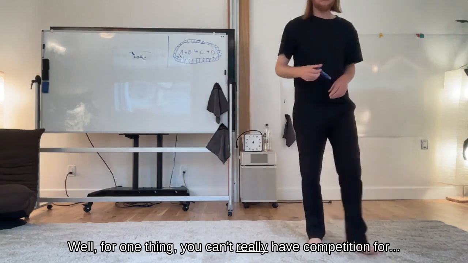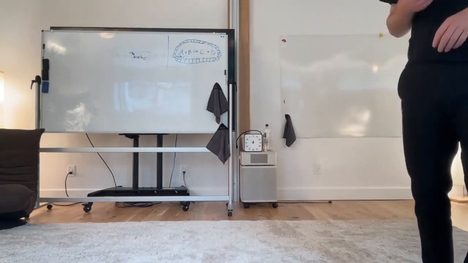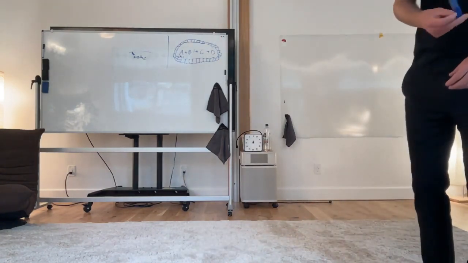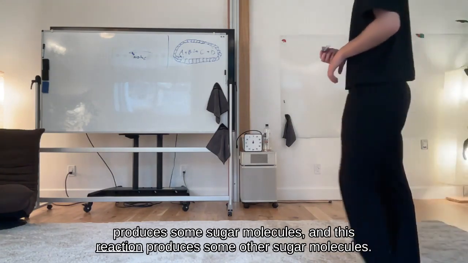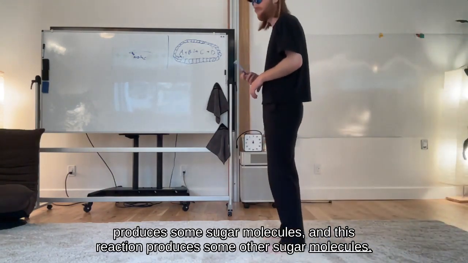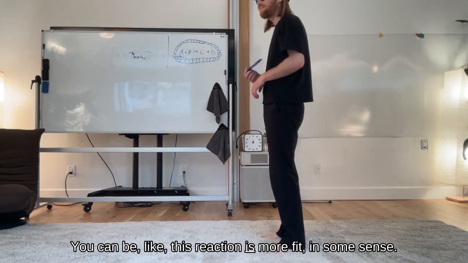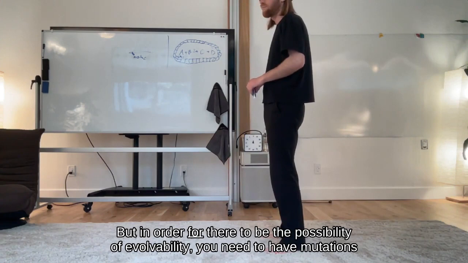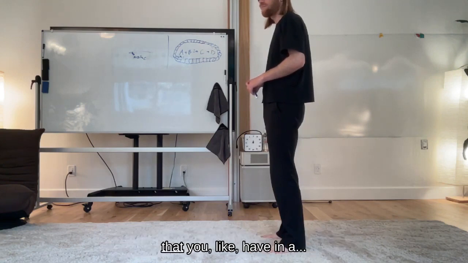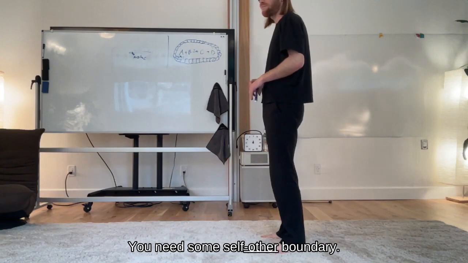Well, for one thing, you can't really have competition. So it's not literally true. If you're just looking at the level of the molecules, you're like, this reaction produces some sugar molecules, and this reaction produces some other sugar molecules. You can say this reaction is more fit in some sense. But in order for there to be the possibility of evolvability, you need to have mutations, and you need some self-other boundary.